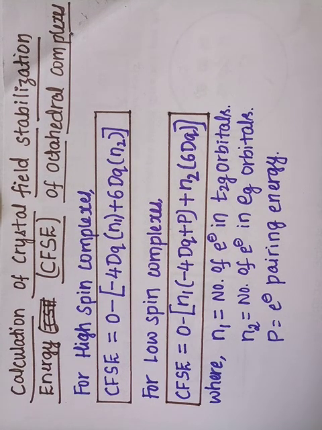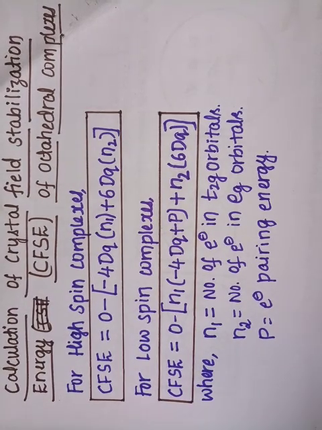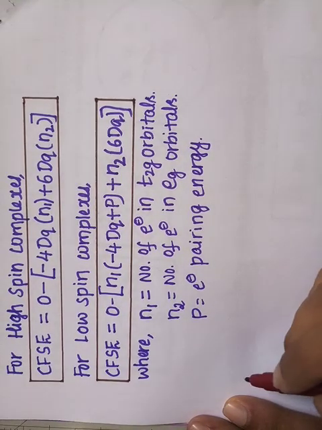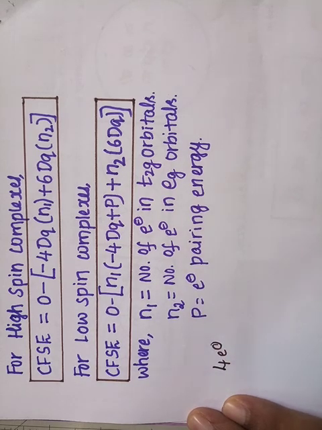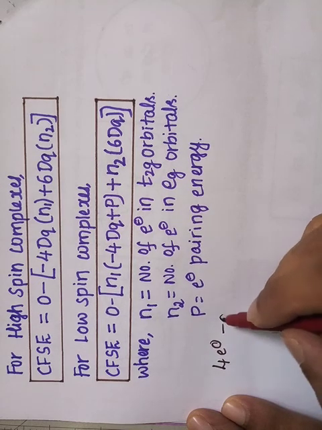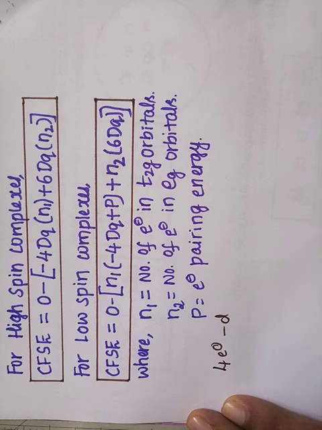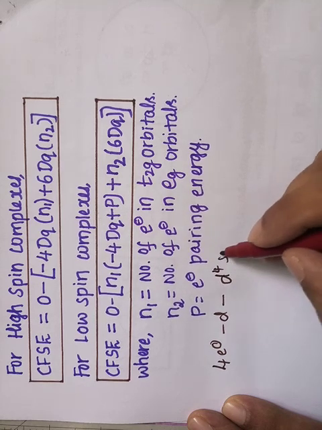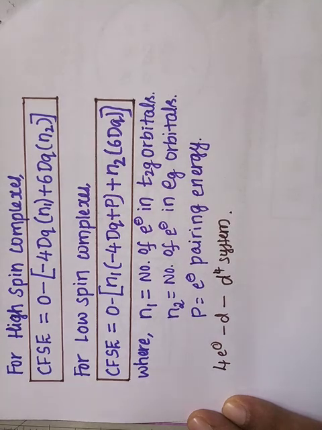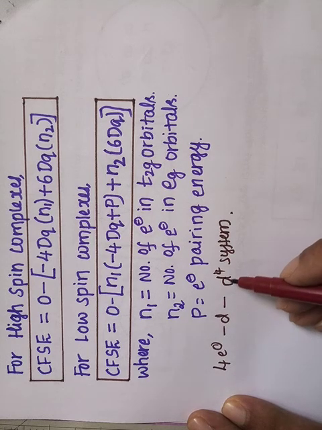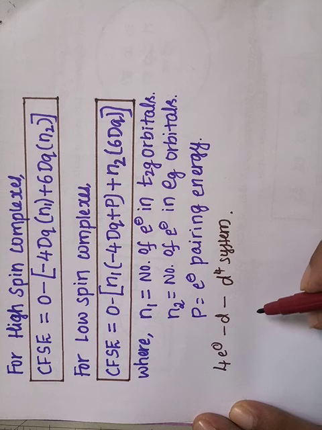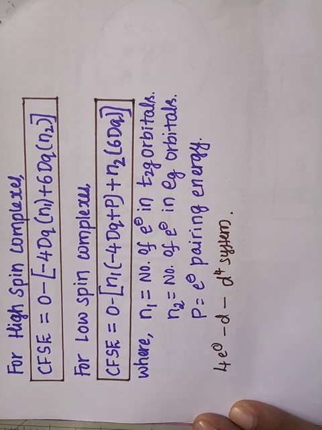Let us consider an octahedral complex containing 4 electrons in the d orbital. So it is said to be a d4 system. Now there are two possibilities. The 4 electrons present in the d orbital can occupy the t2g or eg orbitals. So here we have two possibilities.